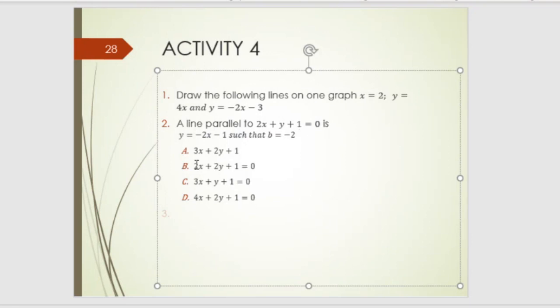The second one, I've got 2x plus 2y plus 1 equals 0. So in this instance, if I take this 2x to the other side and the 1 to the other side, and here I'm having 2y, which I will need to divide by 2, I'm going to get negative 1. Again, the value of b will not be the same. Then the third one I'm getting is 3x plus y plus 1 equals 0. So if I take 3x to the other side, it's going to be negative 3x minus 1, which also is wrong, because the value of b is going to be negative 3. And for this equation to be parallel, they need to be the same.